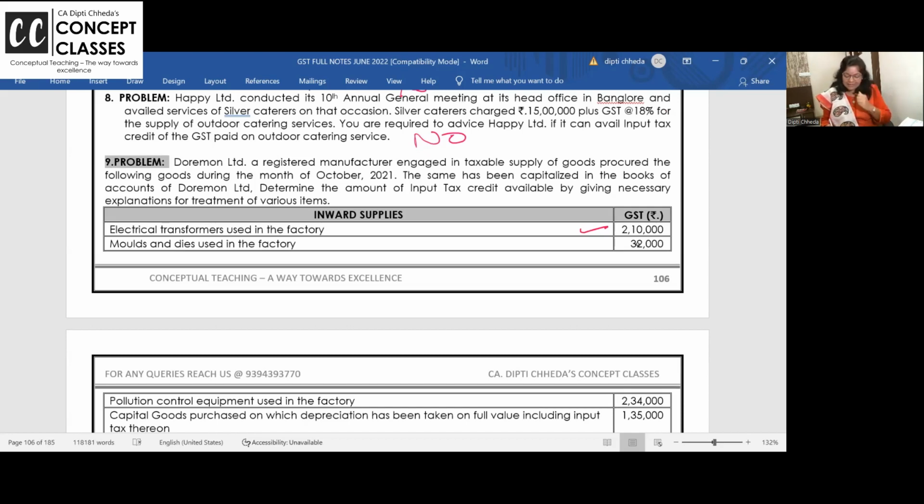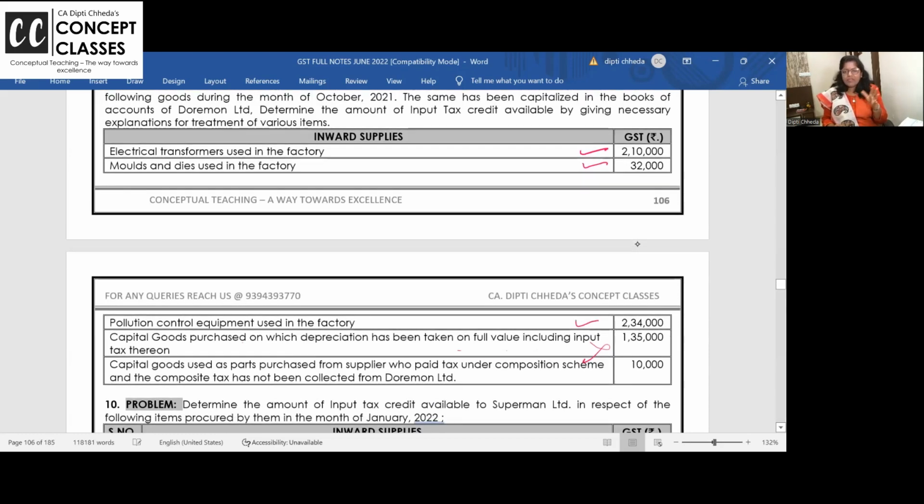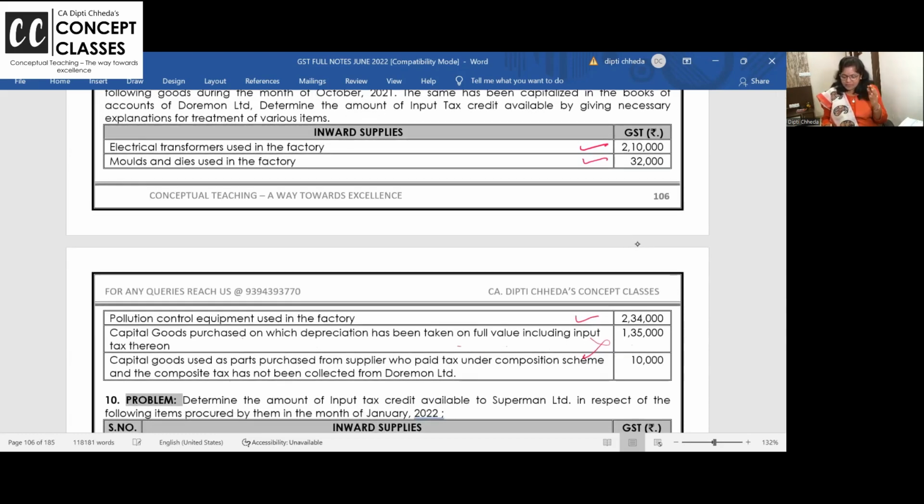Molds and dyes. You know, mold dyes jo use karte hain na, Parle-G, Cadbury's jo hum khate hain, toh woh mold mein hi banta hai. Yes. Pollution control equipment. It's again an asset. Capital goods pe ITC is allowed. Capital goods purchase on which depreciation has been taken in full. No. If you have purchased the capital goods and you have added it in the capital goods and you have taken ITC, answer is no.